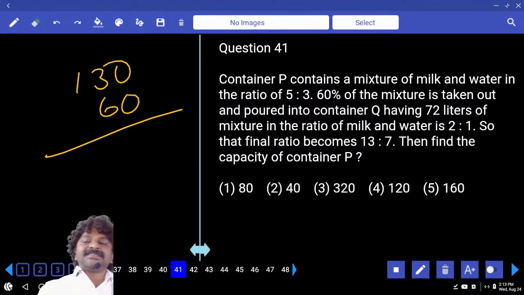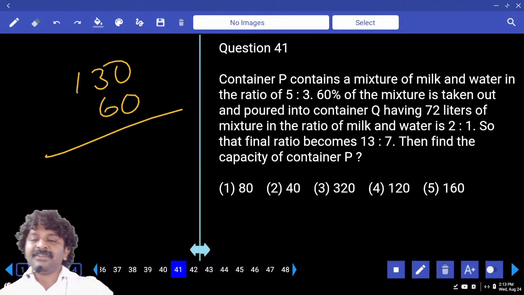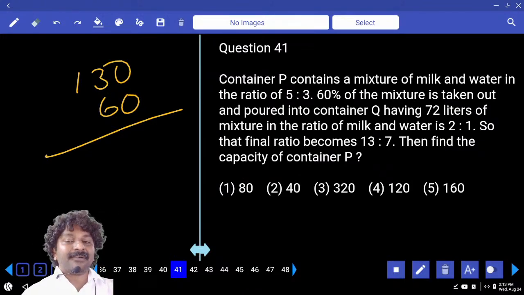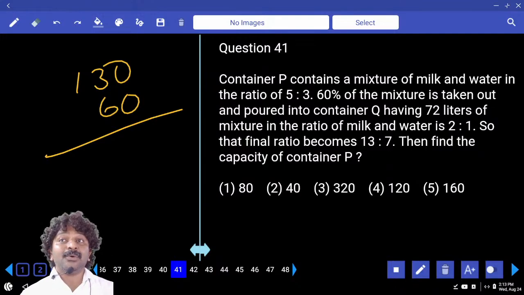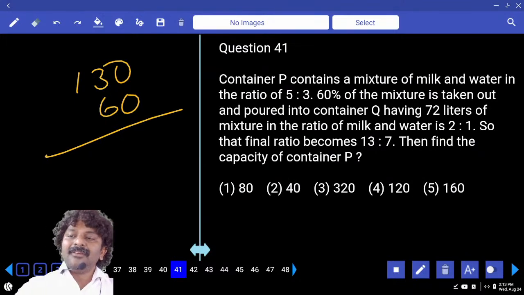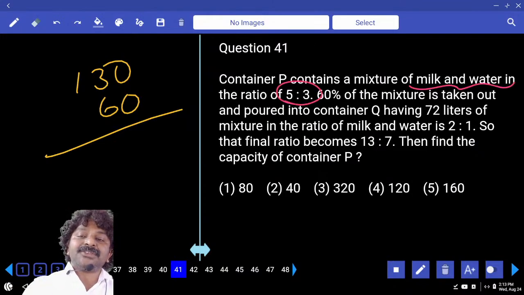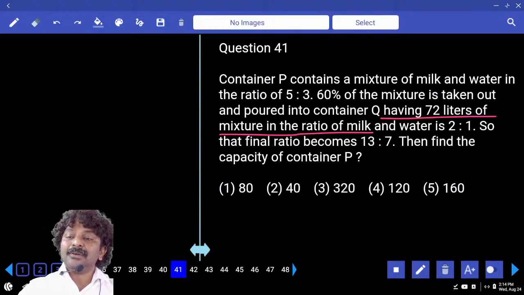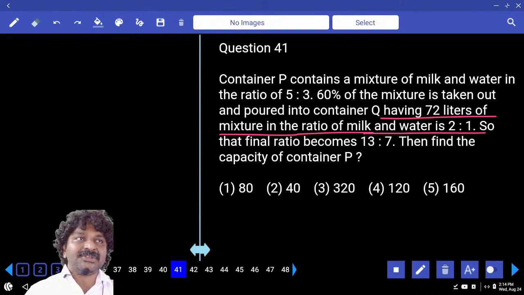Next. Container P contains a mixture of milk and water in the respective ratio 5:3. 60% of the mixture is taken out and poured into container Q. So 60% of container P is added to container Q. Yes. That 60% quantity also consists of milk and water in the respective ratio 5:3. The remaining 40% also will have a 5:3 ratio. Okay, next. Container Q has 72 liters of the mixture with milk and water in the ratio 2:1, so that the final ratio becomes 13:7. Then find the capacity of container P.